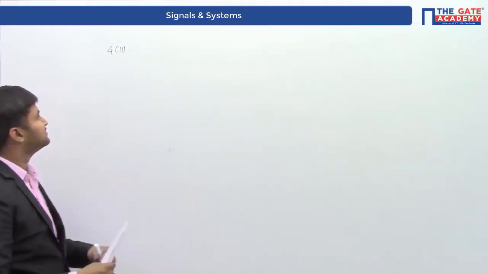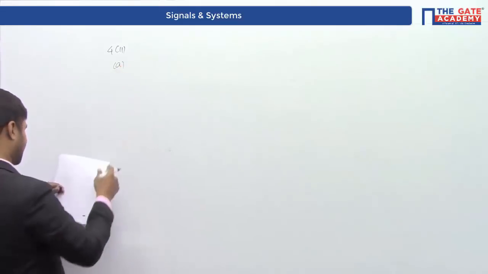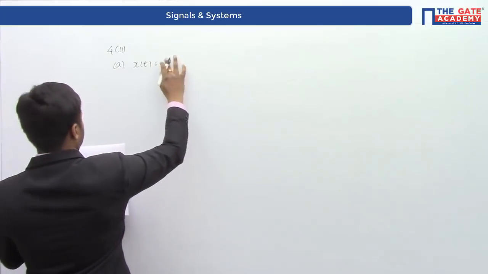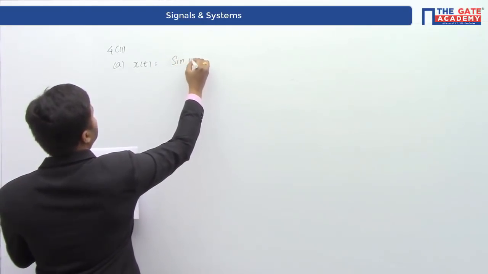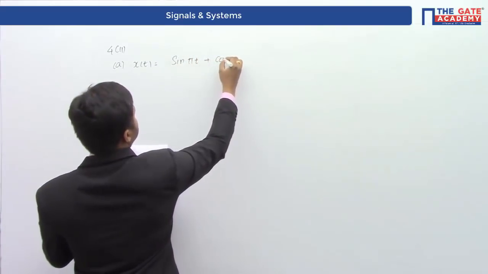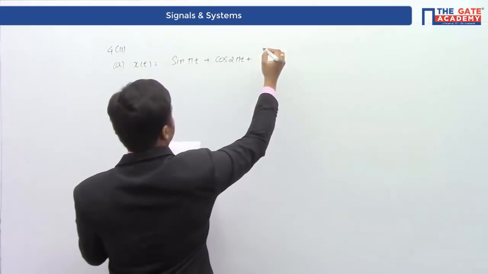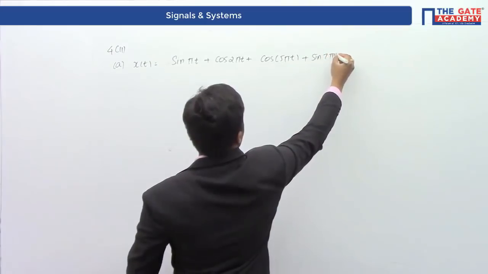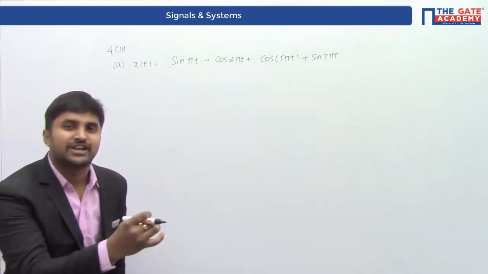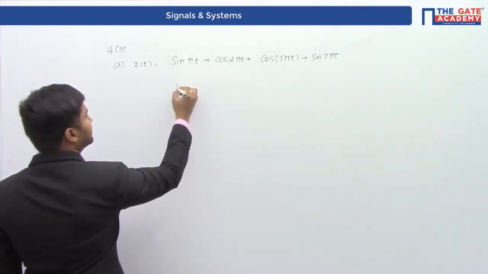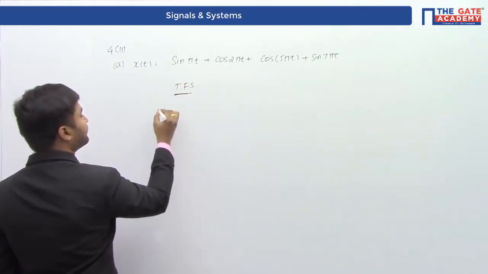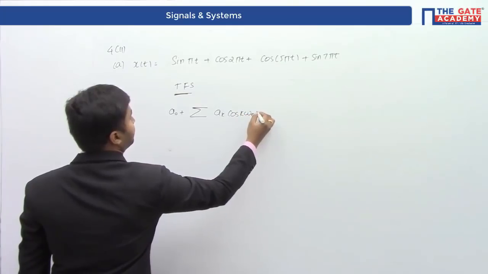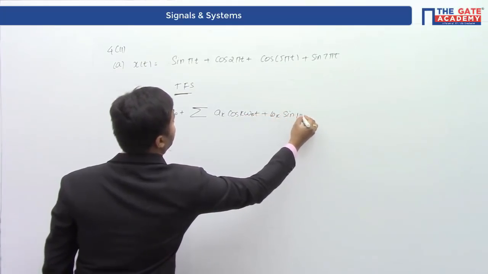The first part, the A part inside 4.2, is given as x of t is equal to sin pi t plus cos 2 pi t plus cos 5 pi t plus sin 7 pi t. We have a sum of sinusoids. This is nothing but the trigonometric Fourier series, which is given by a0 plus summation ak cos k omega naught t plus bk sin k omega naught t.